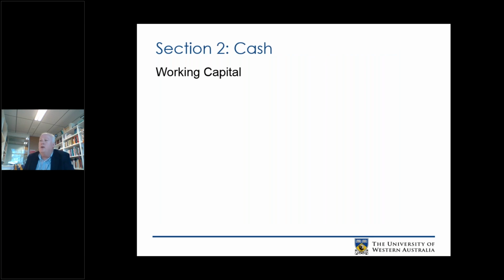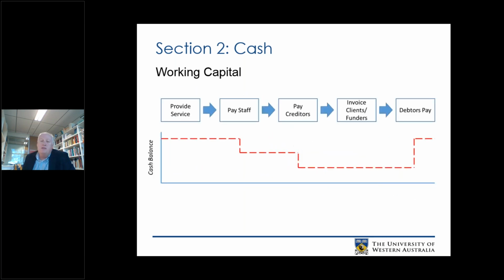Okay, so let's have a quick look at cash, and particularly thinking about cash in the context of what we call working capital. And working capital is the amount of money that you need in your bank account to be able to pay your staff and creditors while you're waiting for clients or funders to pay you. And this simple diagram demonstrates what is in effect a circular arrangement.